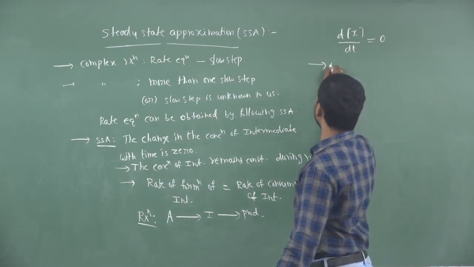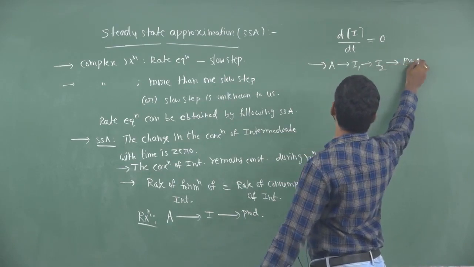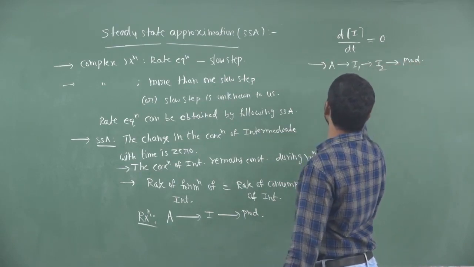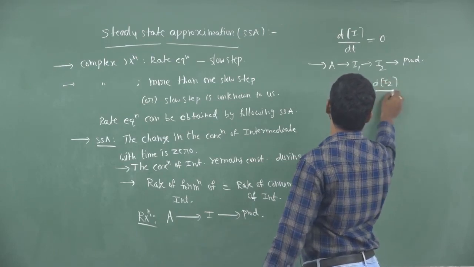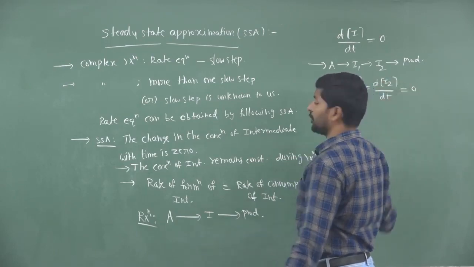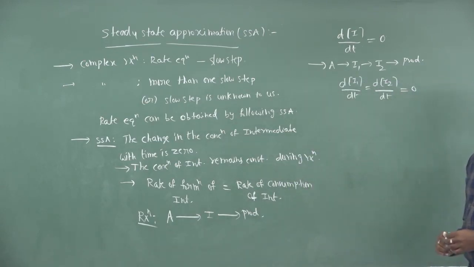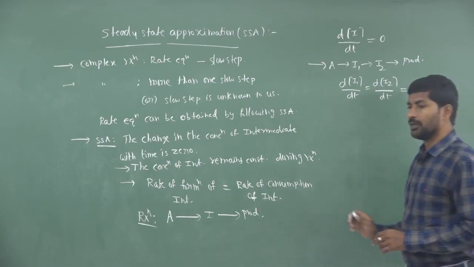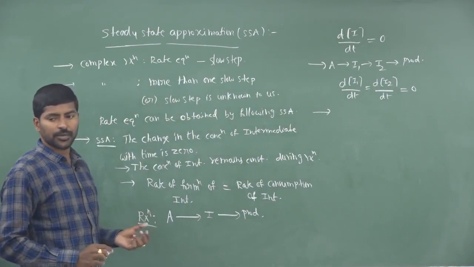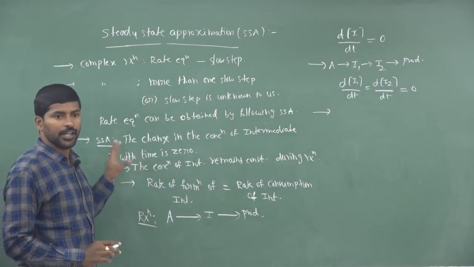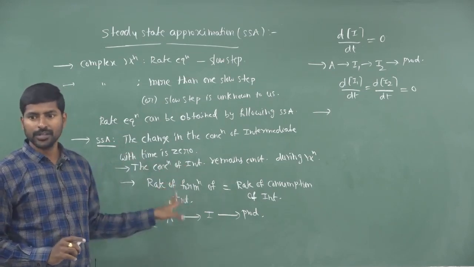For example, if you have two intermediates, then the change in the concentration of I1 with time and the change in the concentration of I2 with time are both equal to 0. Next, when is the steady state approximation valid and when is it not valid? In which cases can we apply it and in which cases can we not?